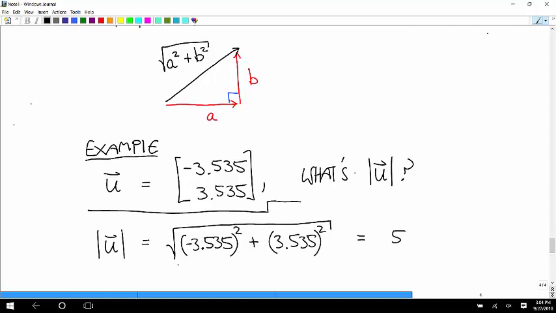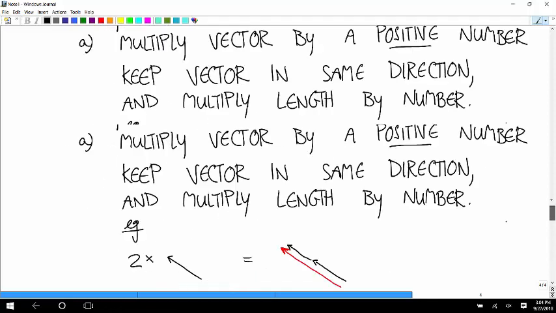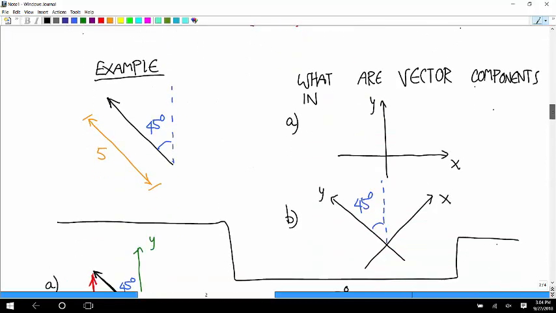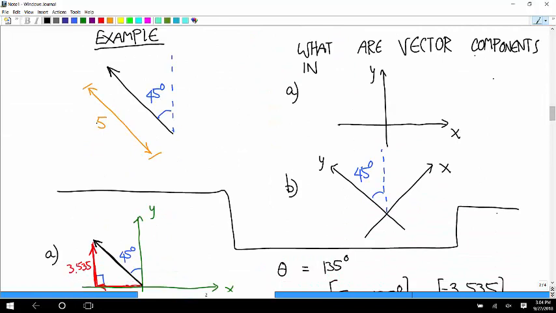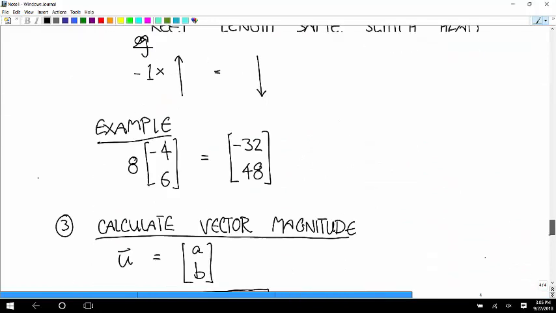And the reason I did those numbers was because the first example we did started with a vector with a magnitude of 5. We went through those steps to calculate its components. So when we use those components to recalculate the magnitude, it needs to give back the original value. And so it does, it gives back 5.